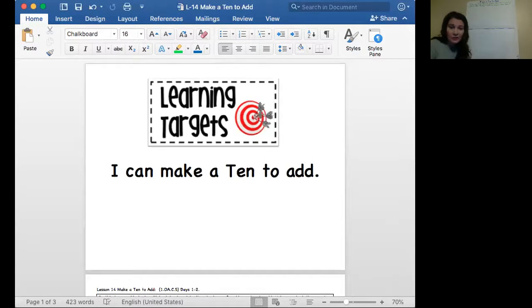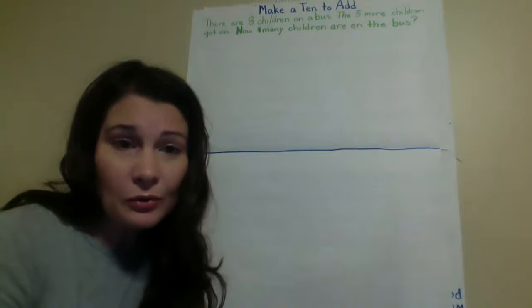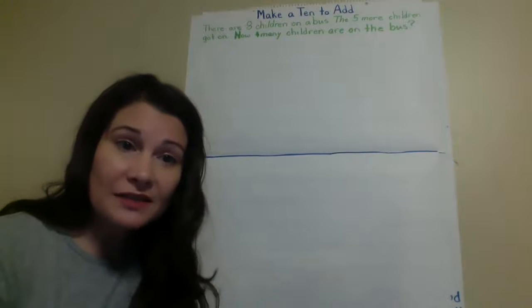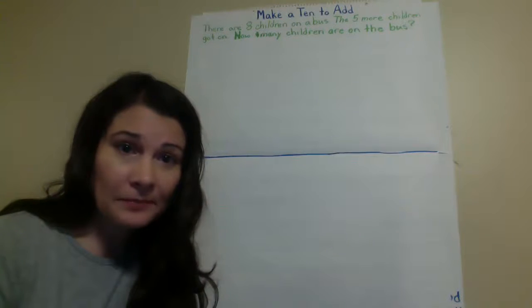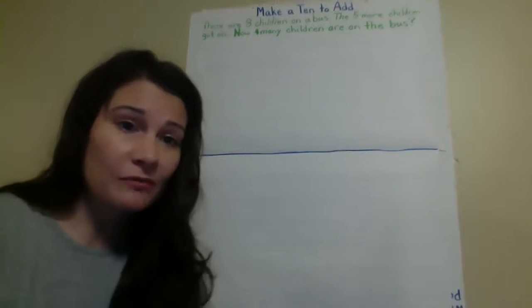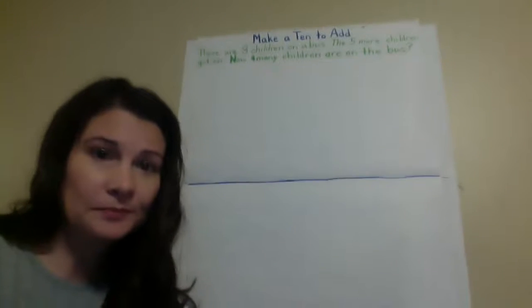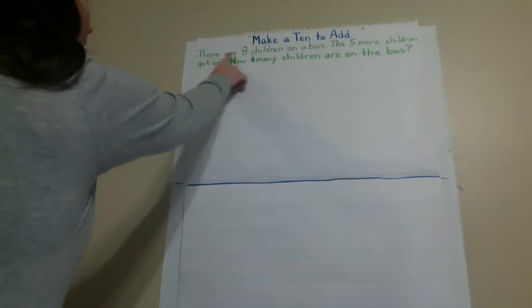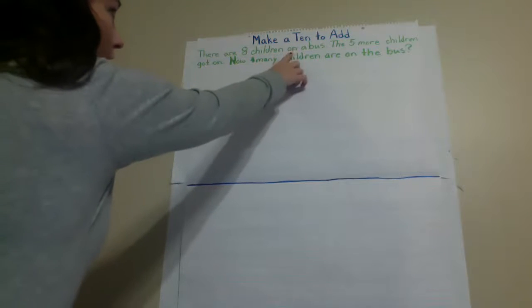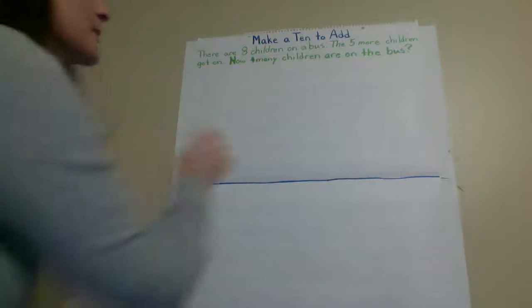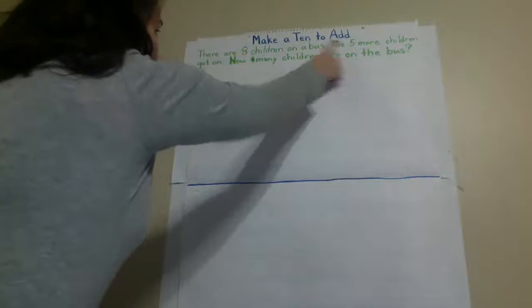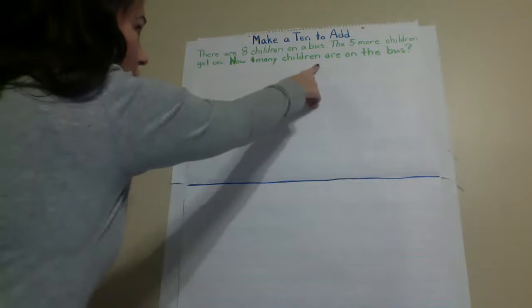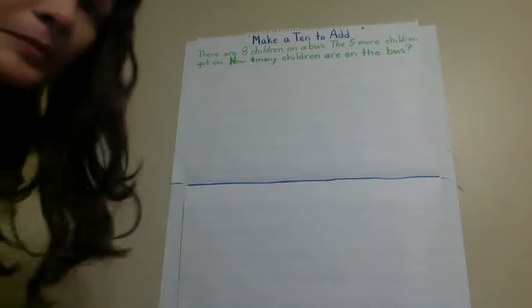So we're going to start with just a review of some of the strategies and models that we've learned to help us add and subtract. So I have a story problem for us to work on. The story problem says, there are 8 children on a bus. 5 more children got on. So how many children are on the bus now?